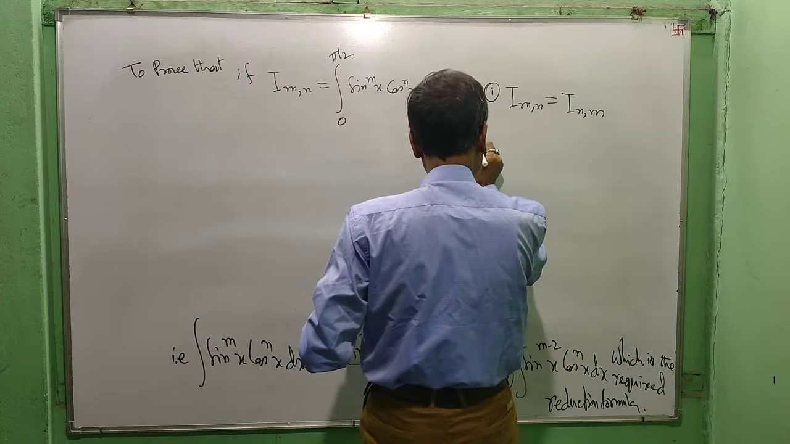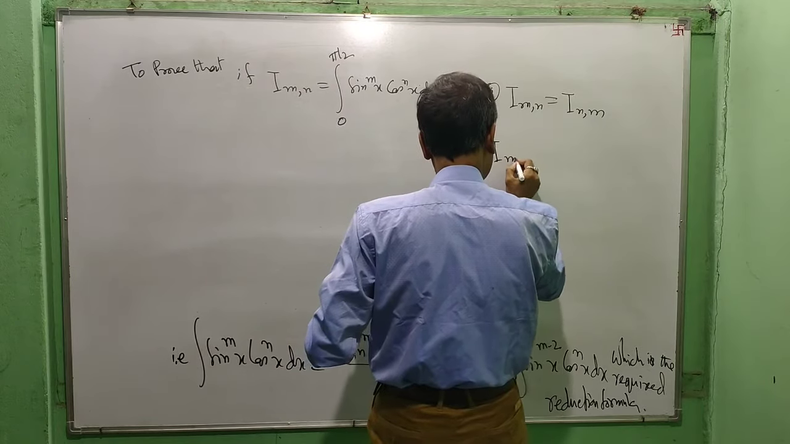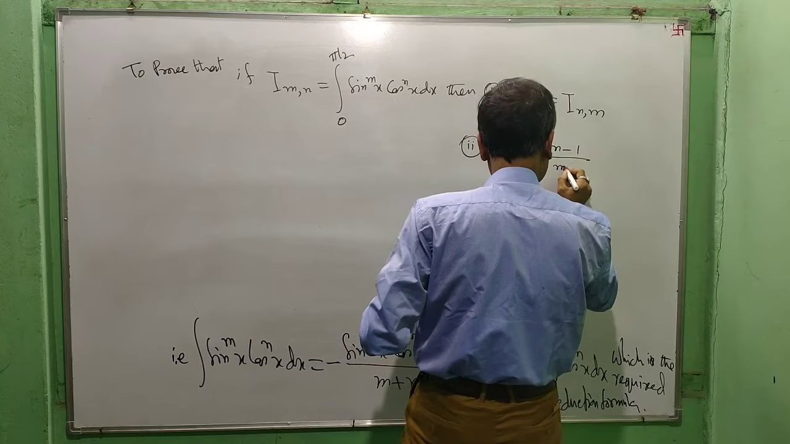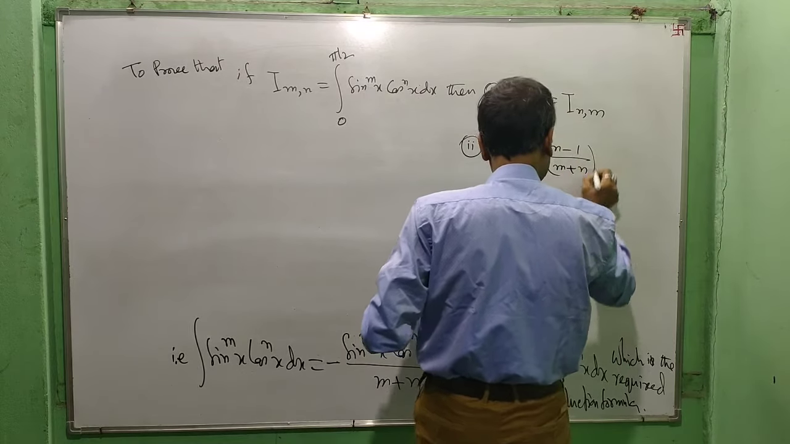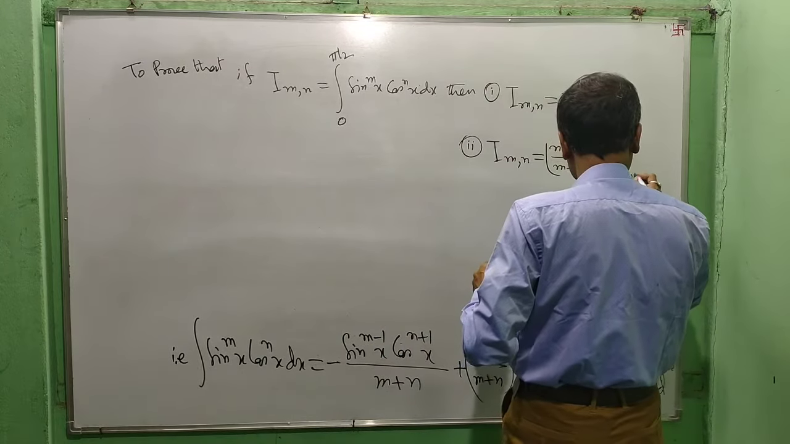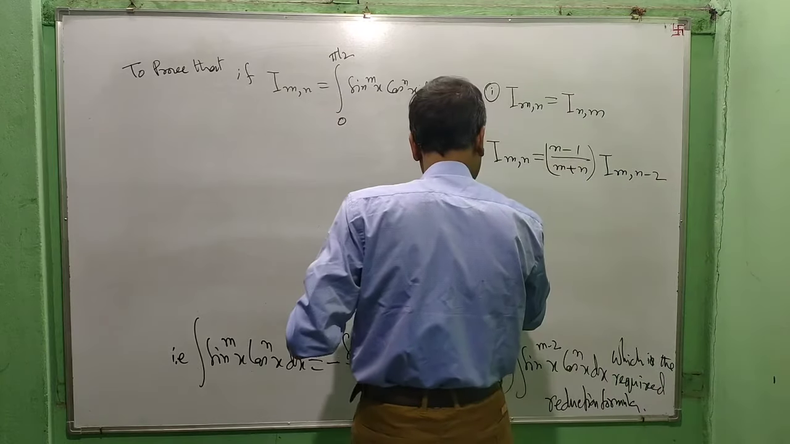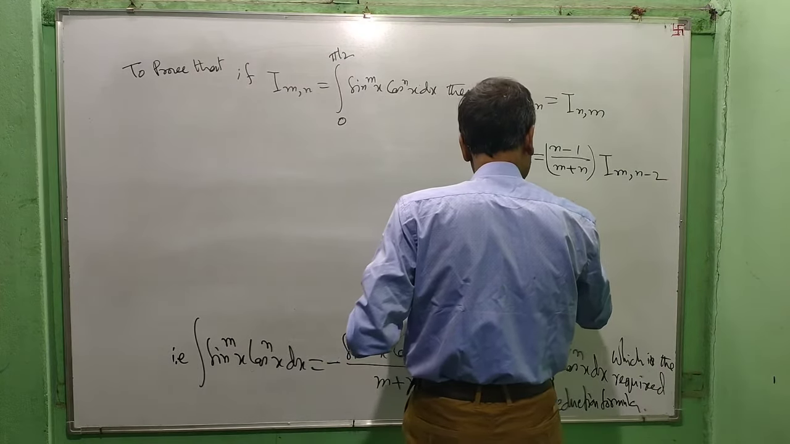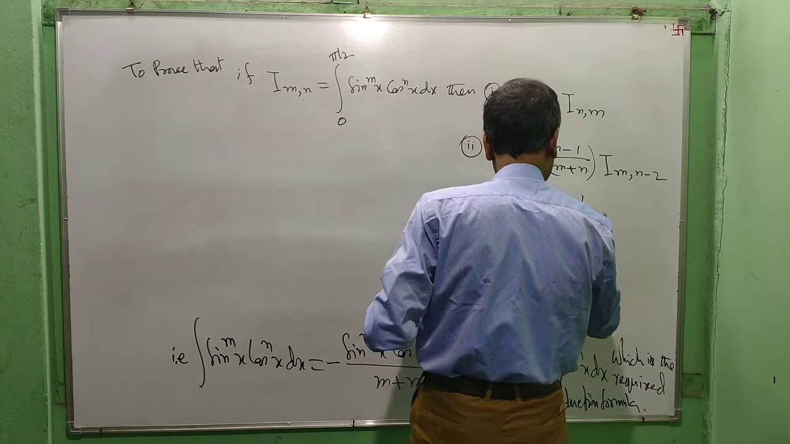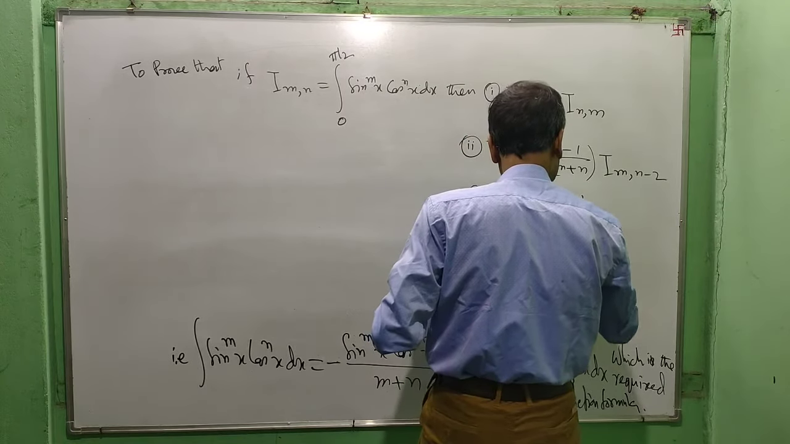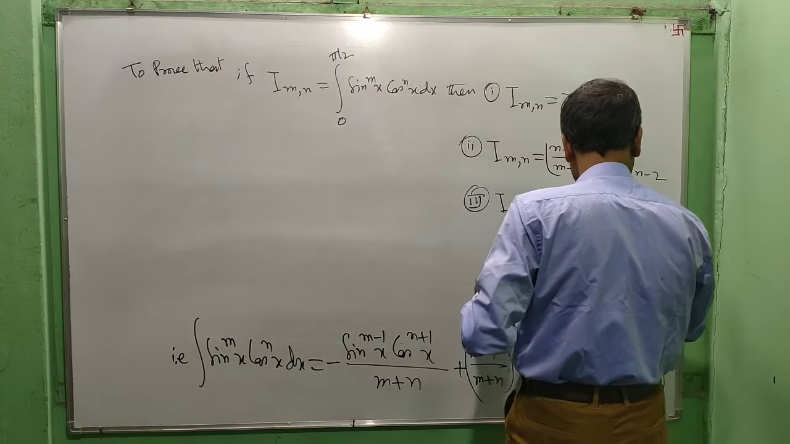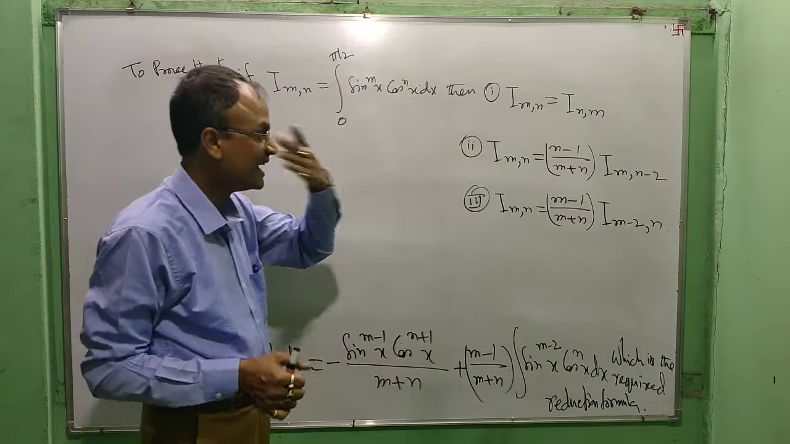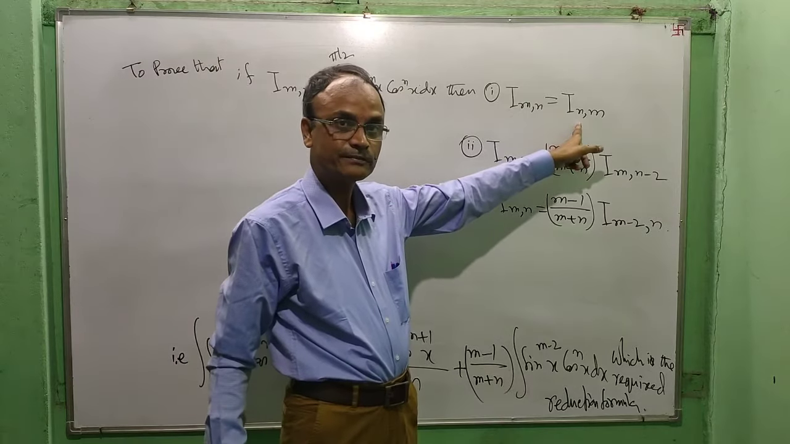Number 2, I m n equal to m minus 1 by m plus n into I m minus 2 n. And number 3, I m n equal to n minus 1 by m plus n into I m n minus 2. First, we prove I m n equal to I n m.